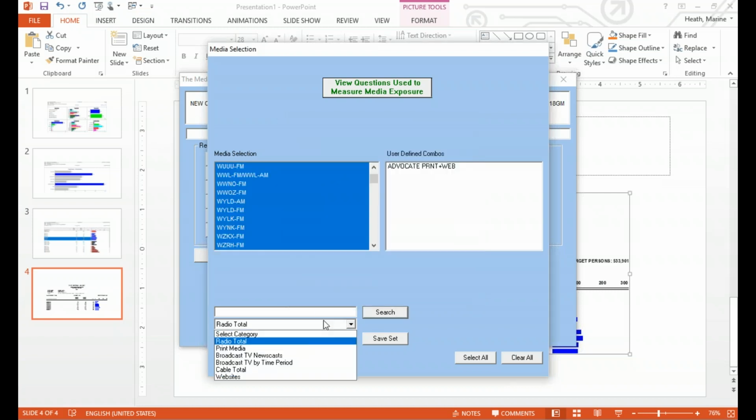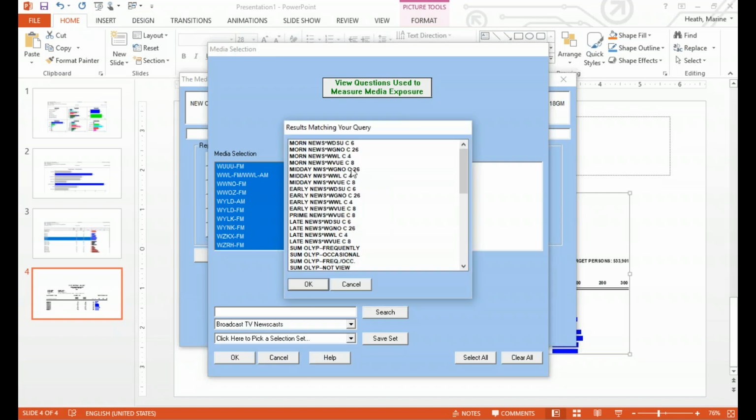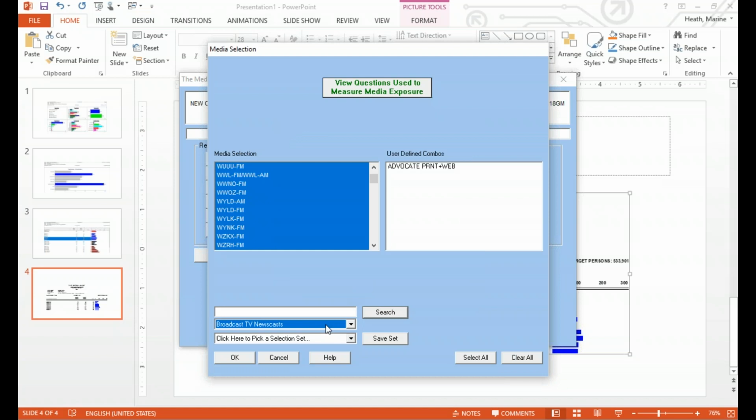You can do that, and you could even do it for internet, cable, any of that stuff is in here. Newscasts, morning, midday, early evening. You have so many different ways to look at the data. By the way, once you've done this and never want to do it again, you can save a set, just like you did for targets. You can do that for mediums.